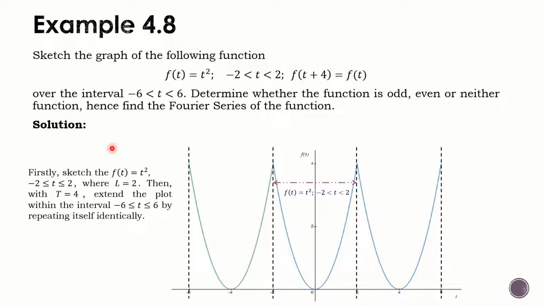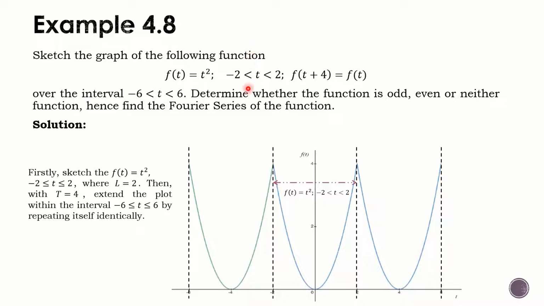Hence, find the Fourier series of the function. So this is the solution. When we sketch the function from the interval minus 2 to 2, this function f(t) equals t squared. Then as t increases 4 units to the right, or decreases 4 units to the left, the function will repeat itself. So this is how you sketch the periodic function.